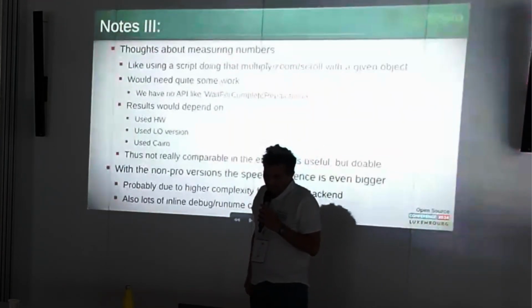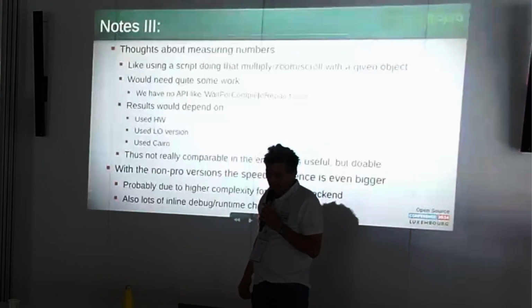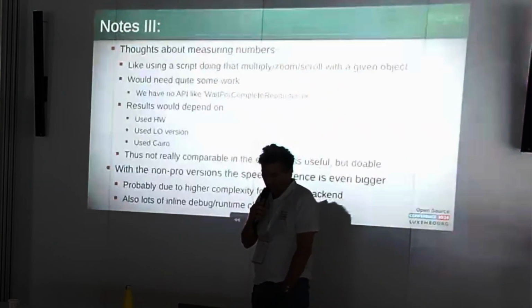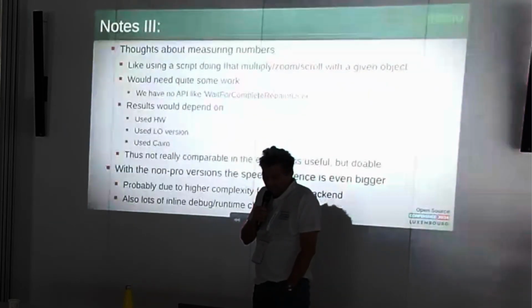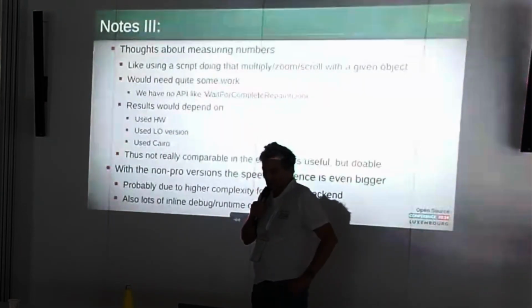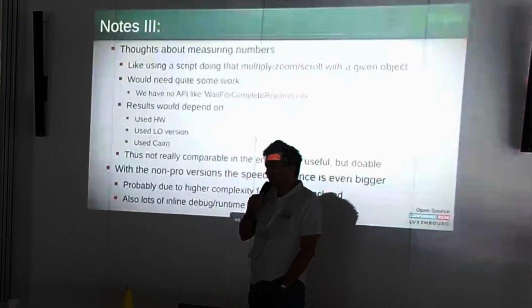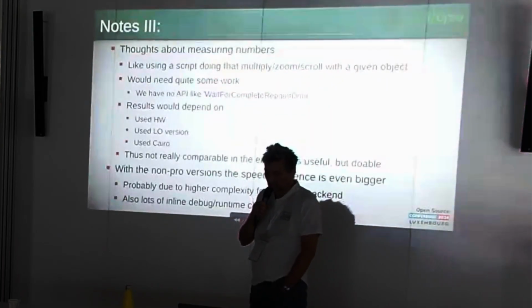So I thought about measuring numbers, but it wouldn't make much sense from my point of view. If someone really wants it, we can do it, but you just see the difference when you play around with the Office. So results would anyway depend on used hardware, used LibreOffice version, used Cairo. So would be only comparable if you also do all of that on one system on the same version. So it's much easier to just compare visually in this case.